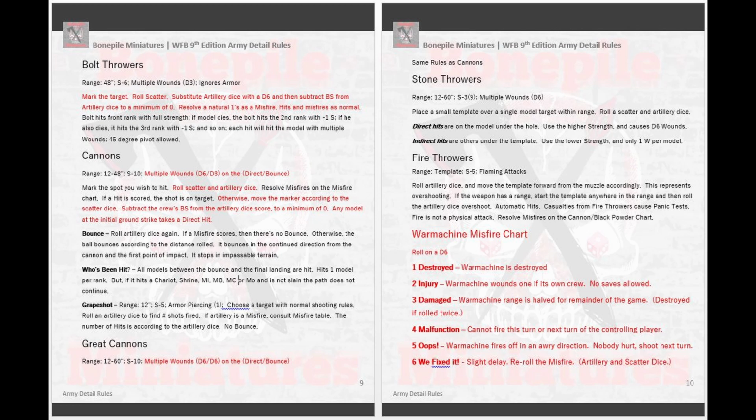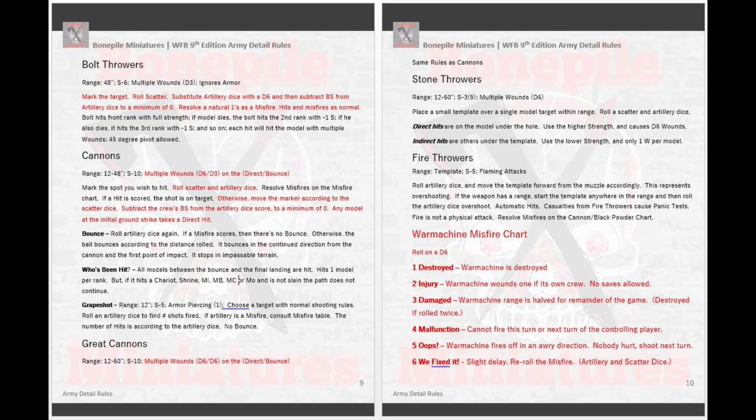Next, stone throwers and fire throwers are the same as 8th edition. Since these machines are less accurate, they follow the full effects of the artillery dice and can sometimes be way off target. And then I have a final change with the War Machine misfire chart.